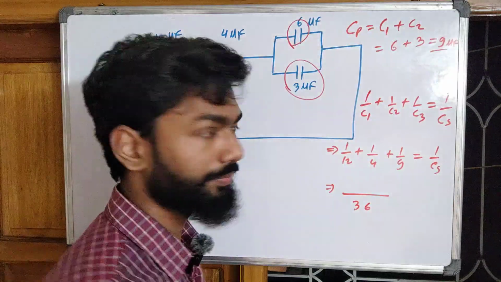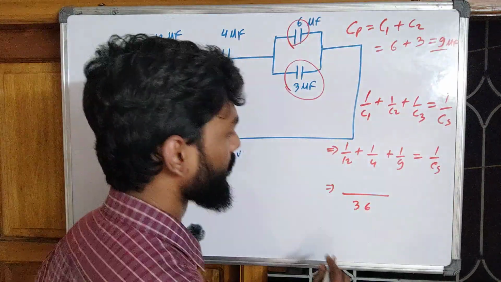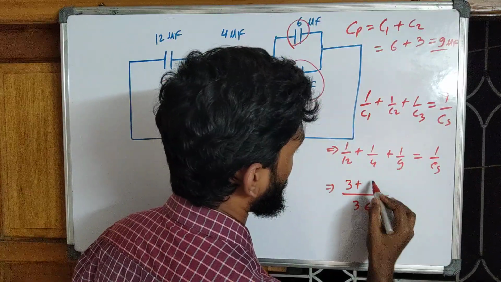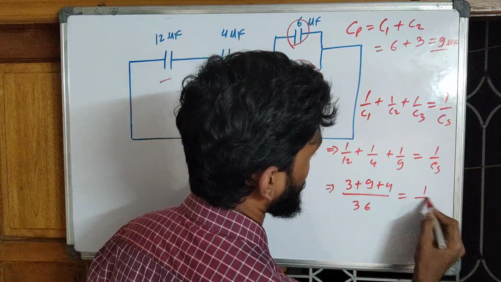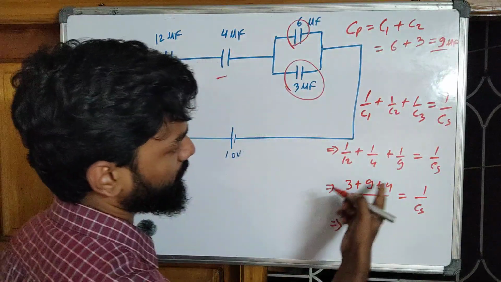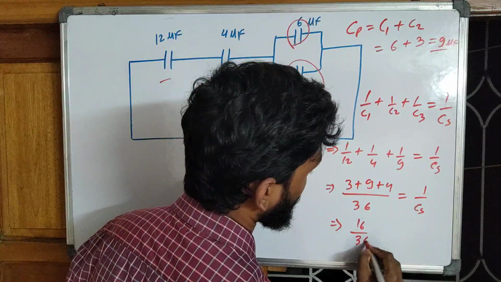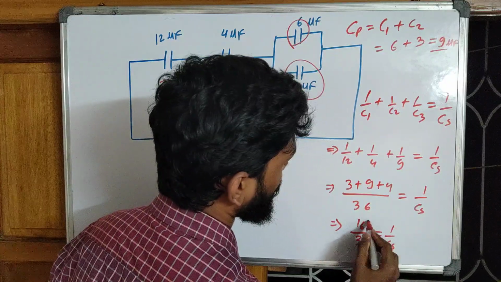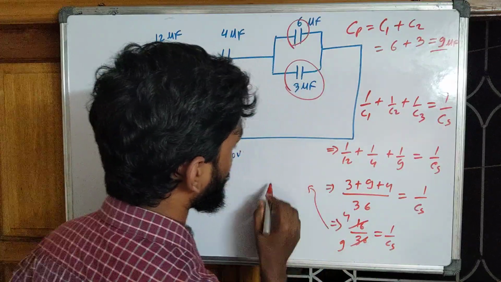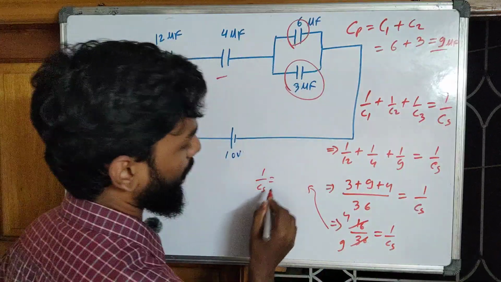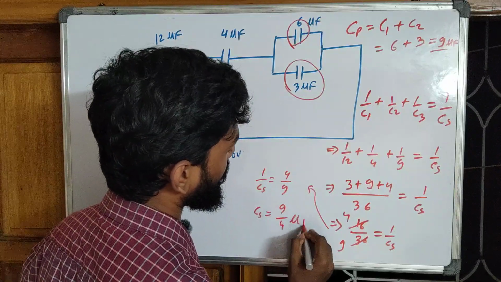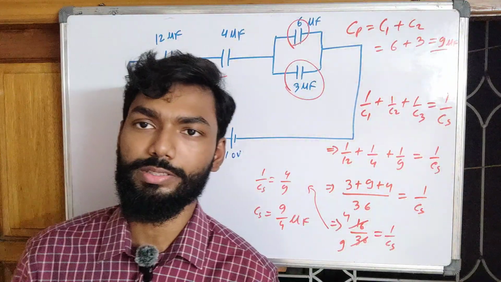All right, so 3 12 is 36. So this might be the answer. What is this? 16, I guess, right? 16 by 36 equals to 1 by CS. 4 is a 16. So 1 by CS equals to 4 by 9. CS equals to 9 upon 4 microfarad. This is the equivalent capacitance of the network.